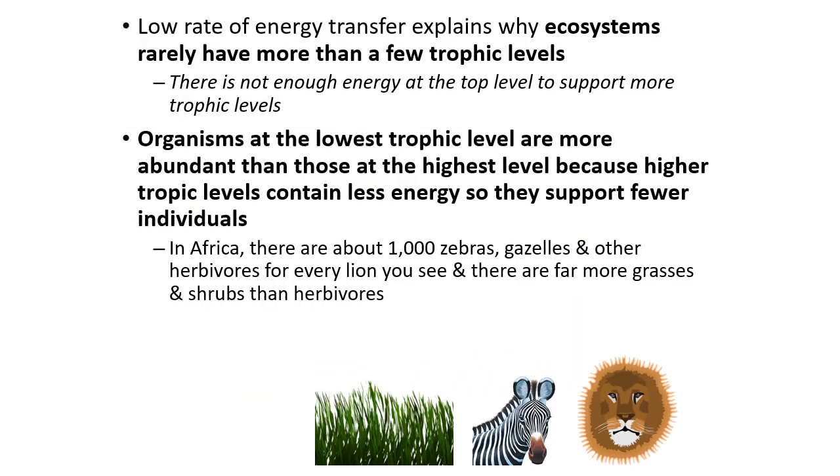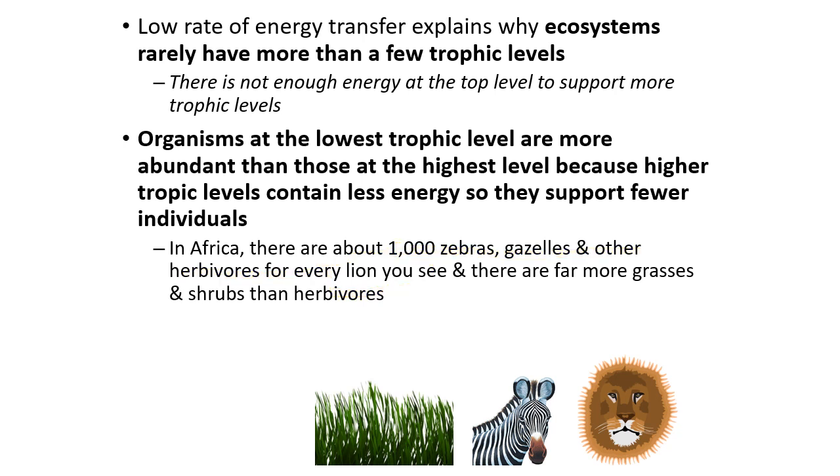So due to the low rate of energy transfer, it explains why ecosystems rarely have more than a few trophic levels. There's just not enough energy at the top level to support more. Organisms at the lowest trophic level are the most abundant than those at the highest level because higher trophic levels contain less energy, so they support fewer individuals. So here, our example is that there's about 1,000 zebra, gazelles, and other herbivores for every lion you see. And there's far more grass, shrubs, and herbivores.